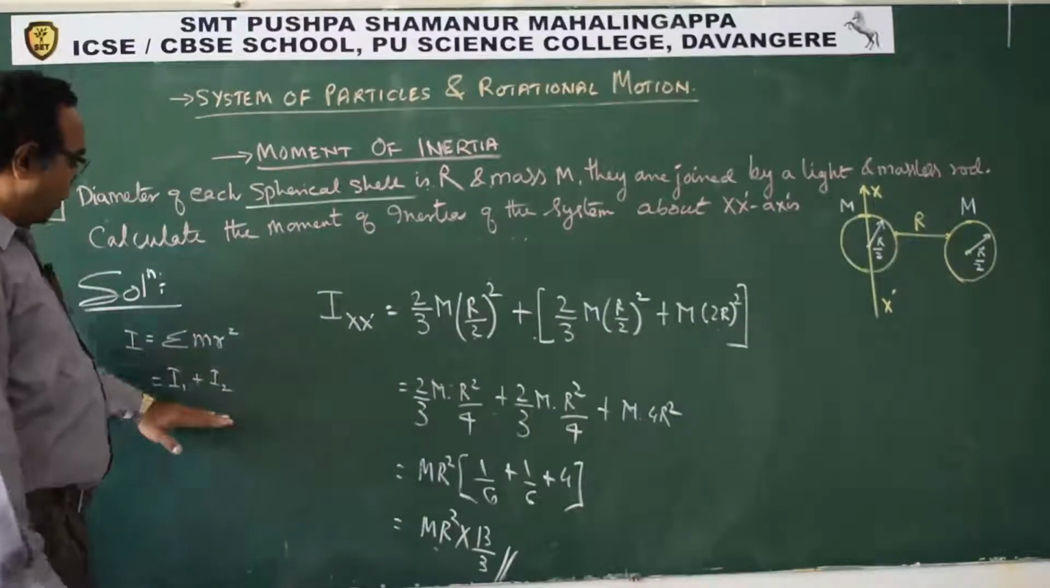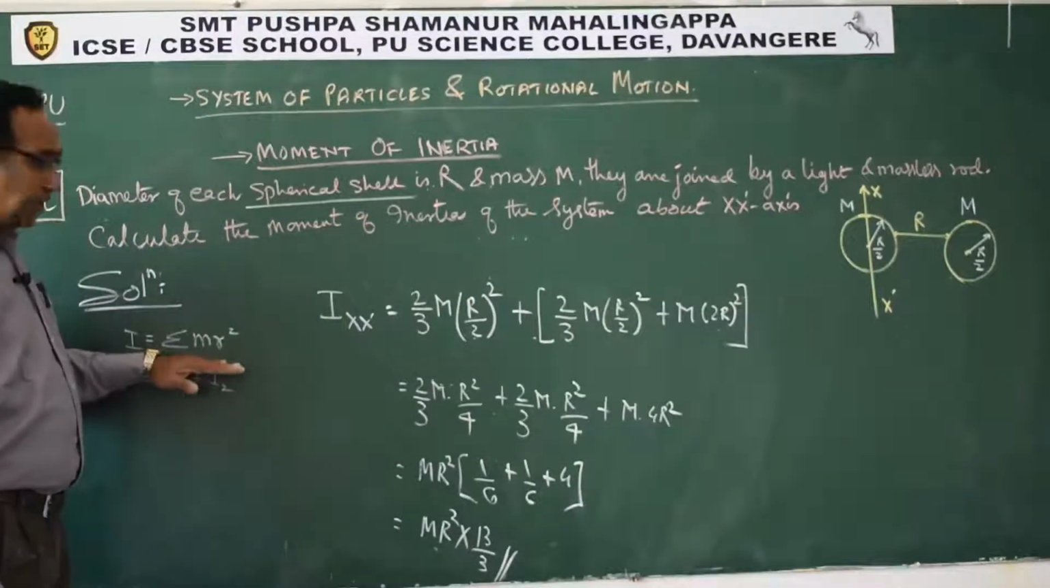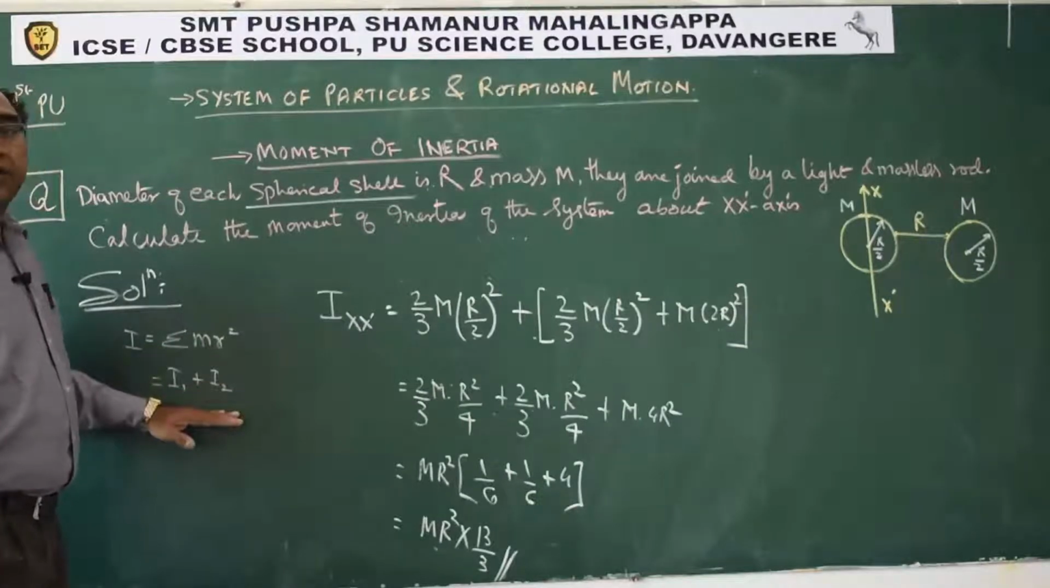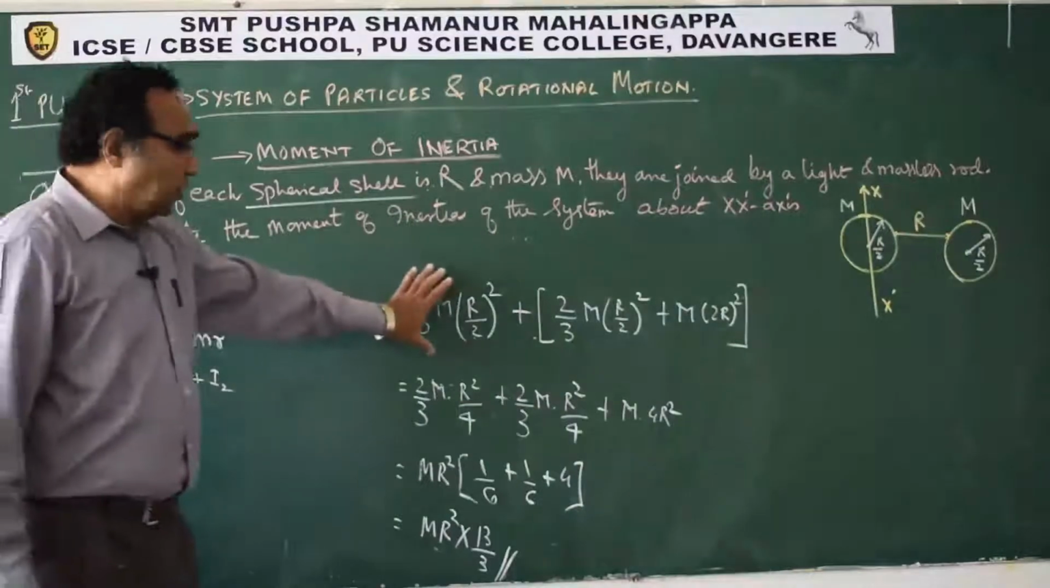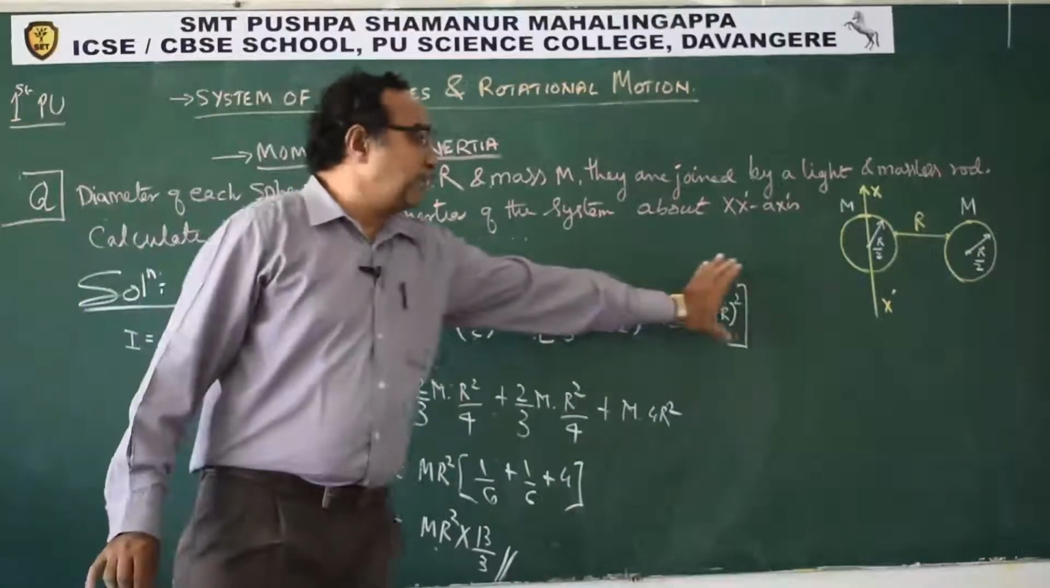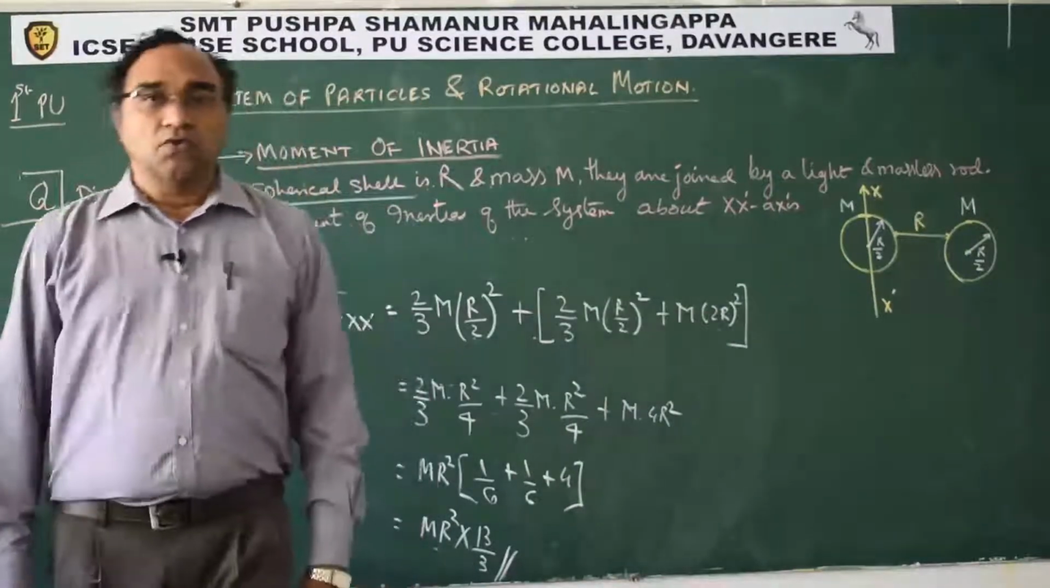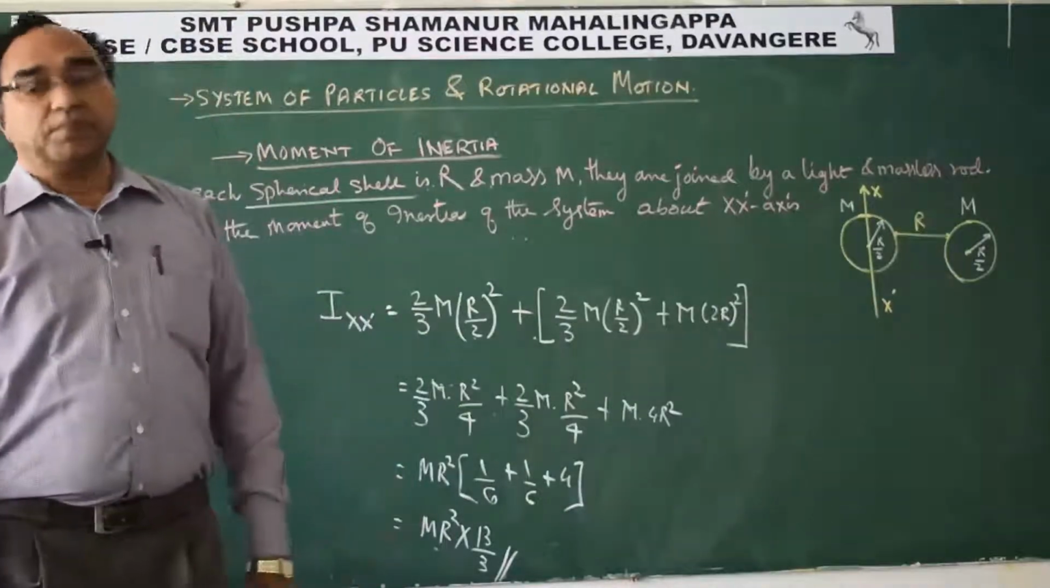See, we are using the concept sigma mr square. Please understand this, sigma mr square, I1 plus I2. So this is your I1 and this entire thing is your I2. That is exactly how we can solve questions on moment of inertia.